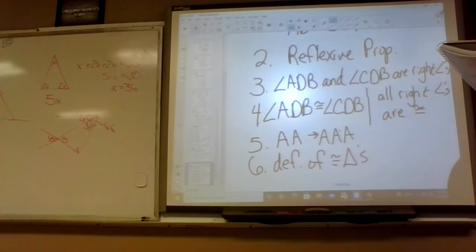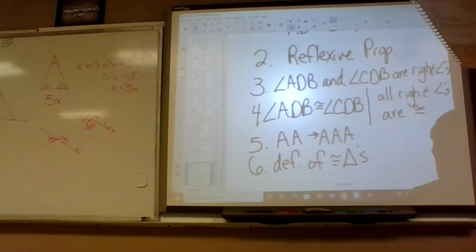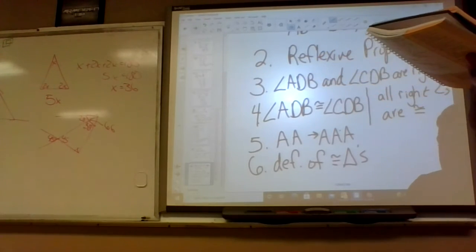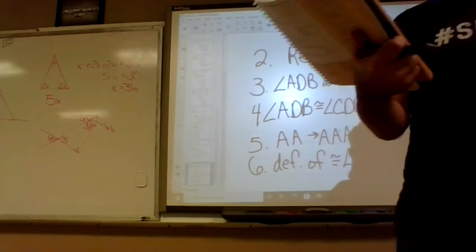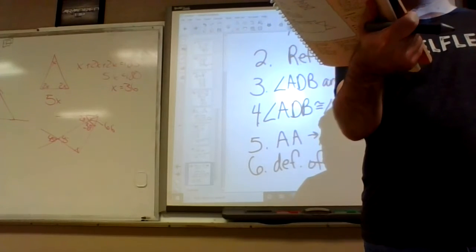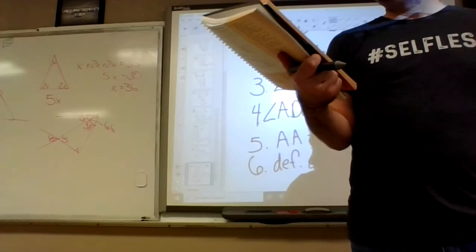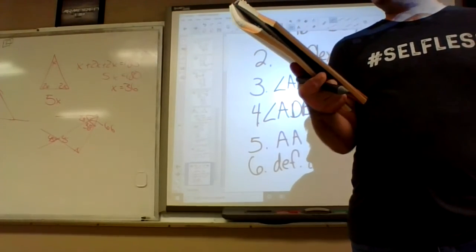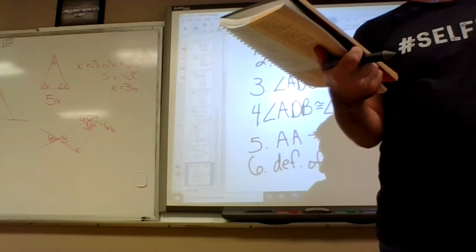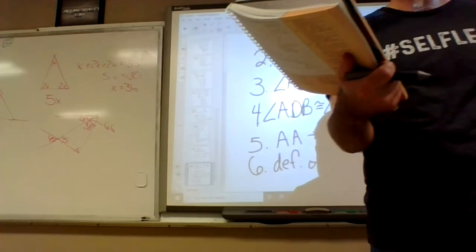On 19, it says find each measure if the scissors truss forms congruent triangles. Does anybody know what a scissors truss is? Looking at the picture, I think I know what it is. It's what they build to support the roof of the house, basically the inside of the roof.